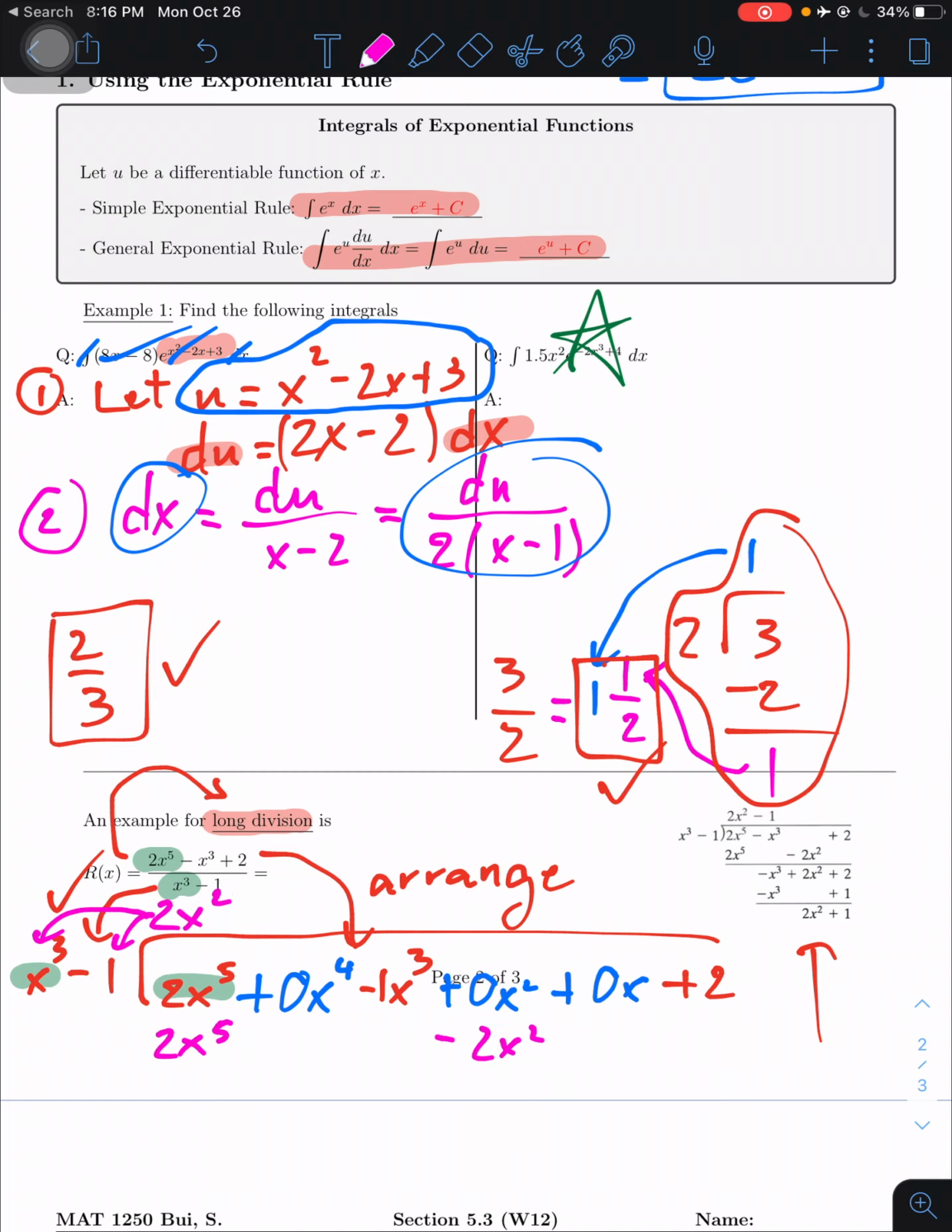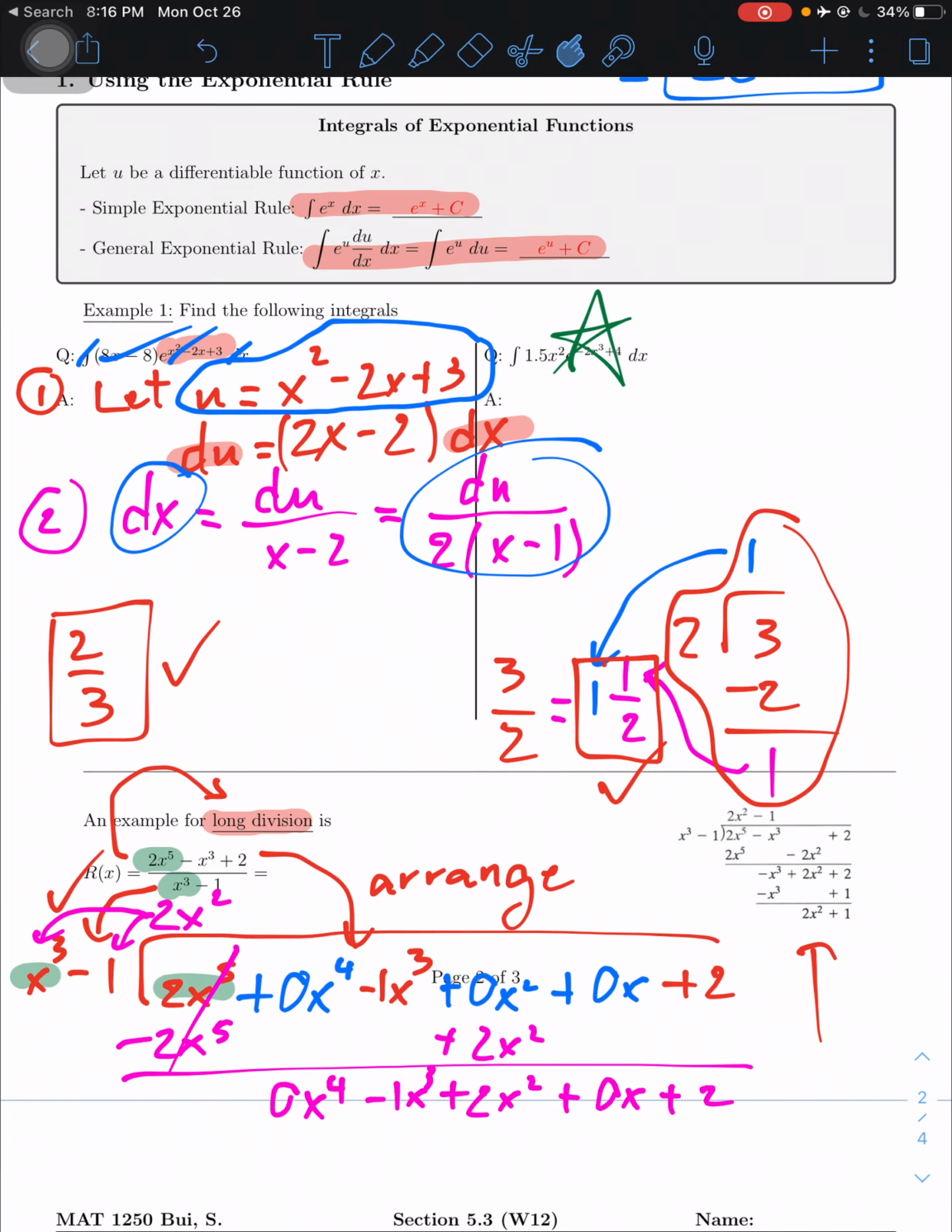What we're going to do next is change the sign of everything. So this one will be negative and this one will be positive. Then after that, we add them. These two cancel, and these two make a 2x squared. And then in here, I get 0x fourth minus 1x cubed plus 0x plus 2.